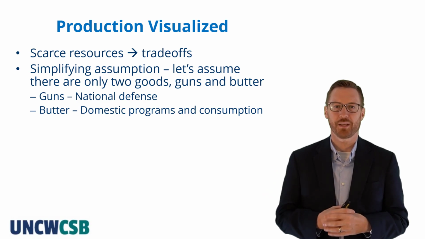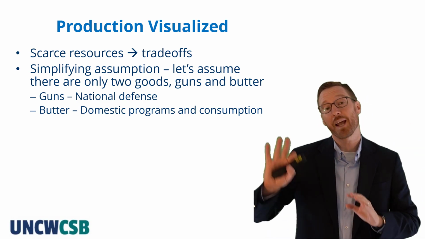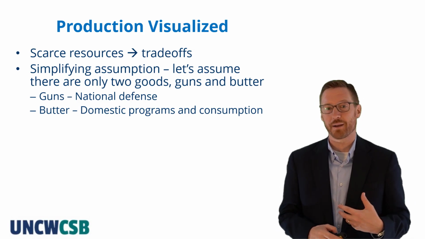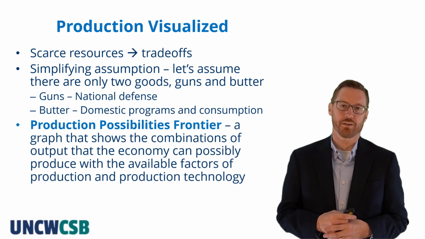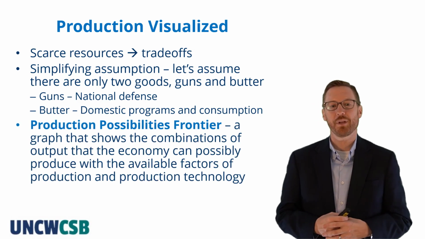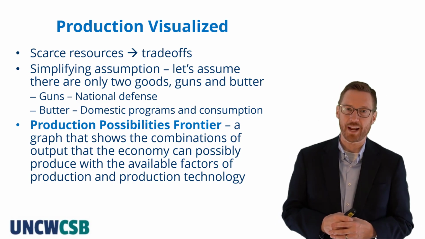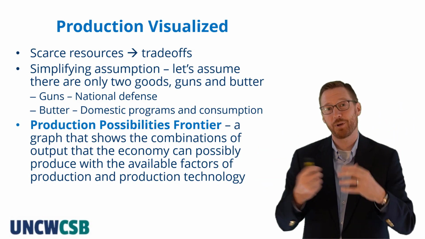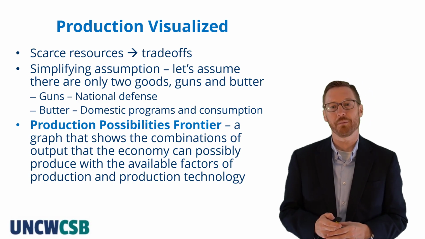The idea here being that guns represents production and spending on national defense, and butter represents production and spending of domestic programs and consumption goods. So the production possibility frontier is a graph that shows the combinations of output that the economy can produce with the available factors of production and production technology. It's just a graph that's going to show us when we make so many guns, how much butter can we make, and if we make more butter, what happens to the amount of guns we can make.